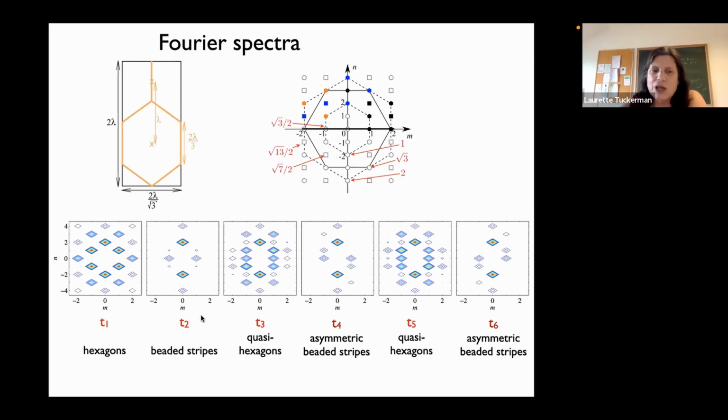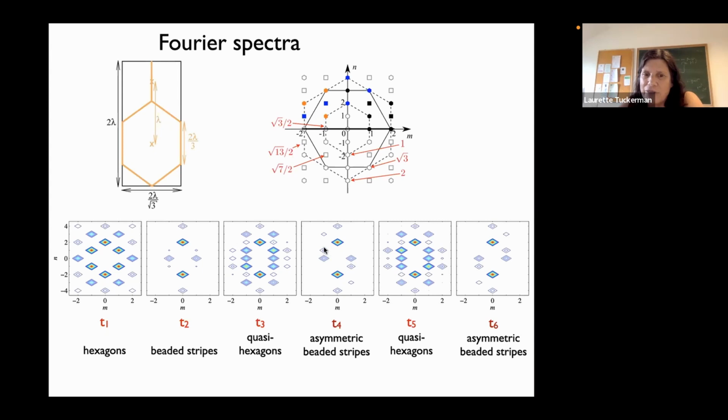The beaded stripes, you might not be surprised, look like this. This is the stripe aspect. Remember, there are stripes like this, and these are the bead aspects. Okay. Then when you get to the quasi-hexagons, it's not really hexagonal anymore, but you've gone back to having some of these. You see a certain amount of asymmetry in that this is stronger than this. The asymmetric beaded stripes, again, are like the beaded stripes, but not quite.